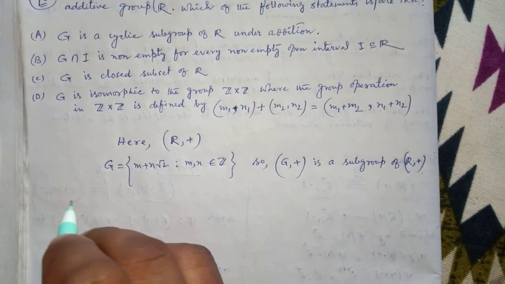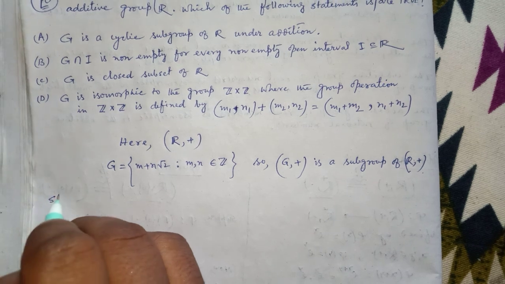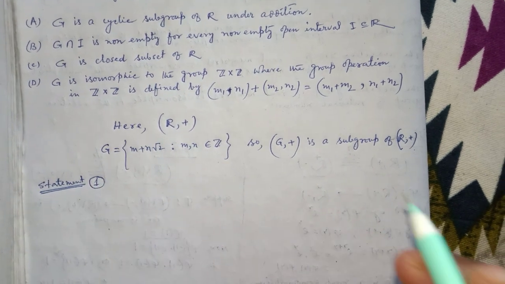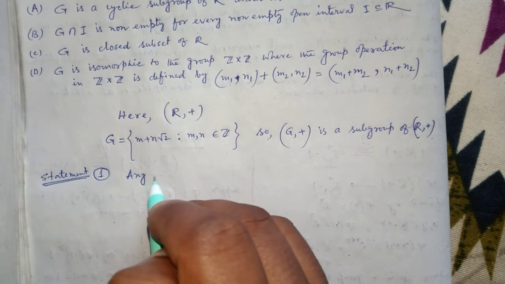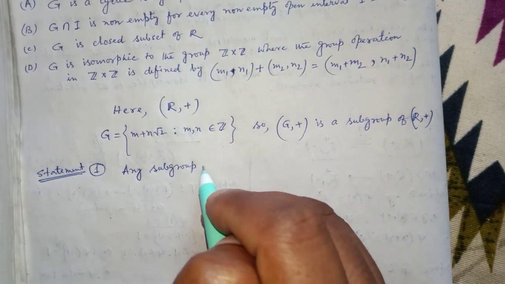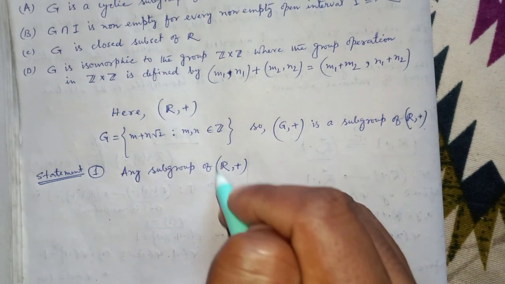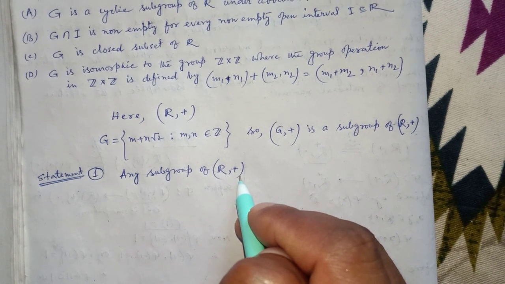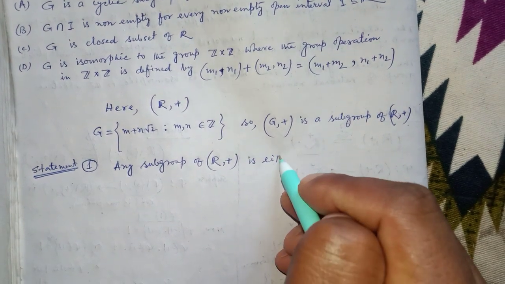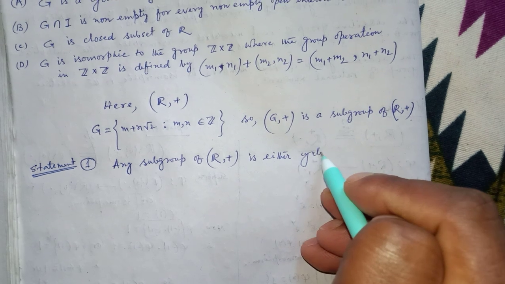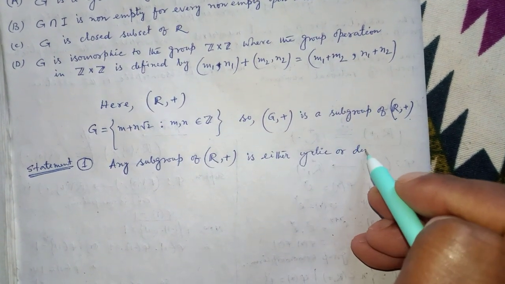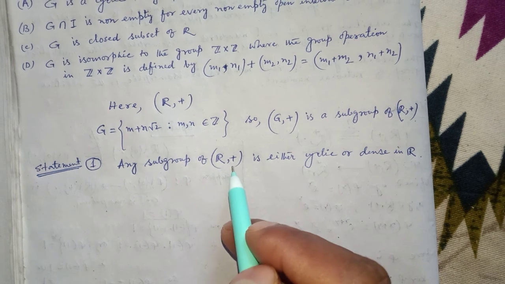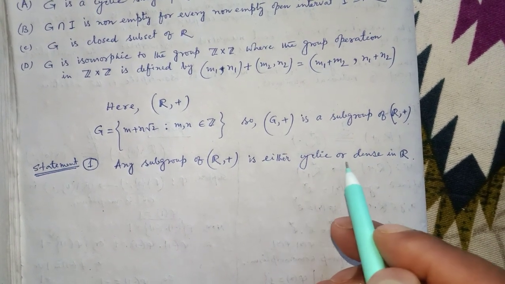To solve this question, we have to know statement 1: any subgroup of R plus, that is any subgroup of the group of real numbers under addition, is either cyclic or dense in R. That is, any subgroup of R plus is either cyclic or dense in R.